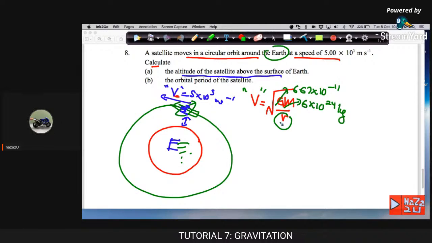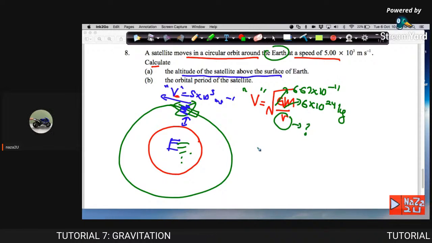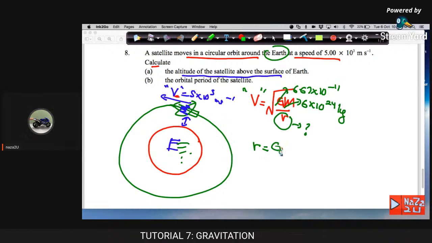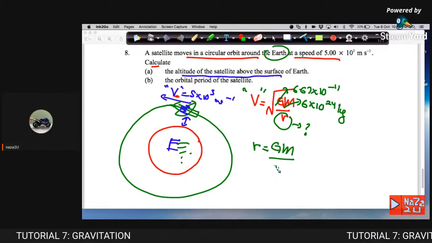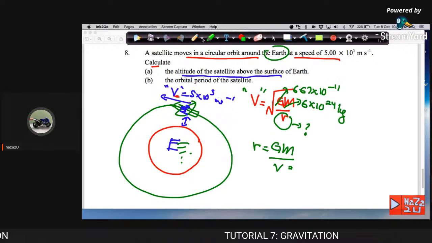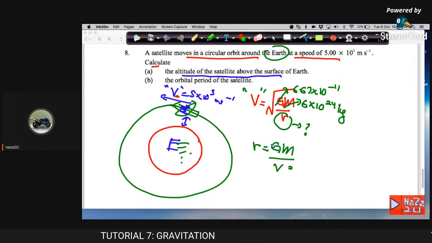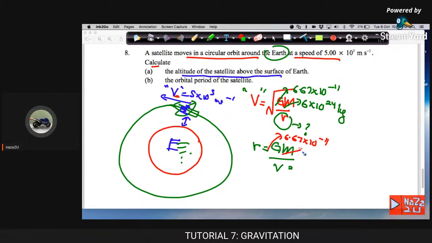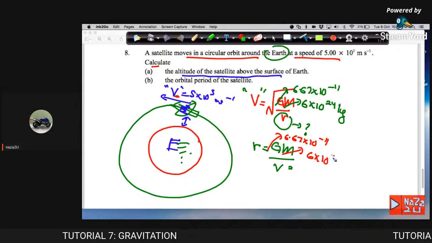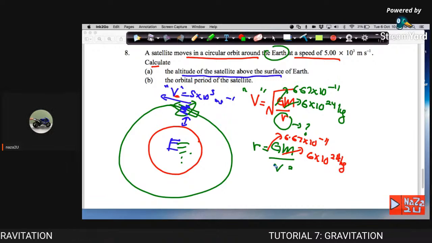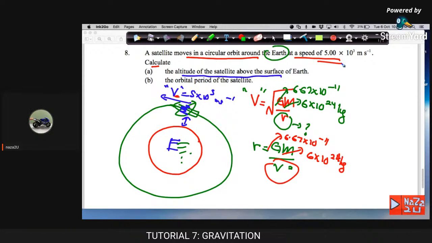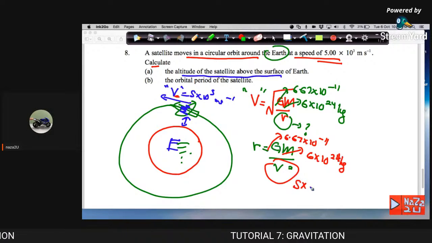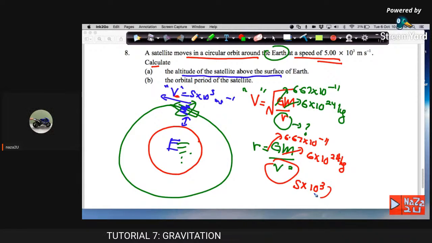He has divided by v, he wants to find the value of r. So r here is equal to the square root of GM over v squared. Here G is constant, 6.67 exponent minus 11, and the mass of the Earth is 6 exponent 24 kilogram. And over here, the orbital speed of the satellite is 5 exponent 3. This is squared.